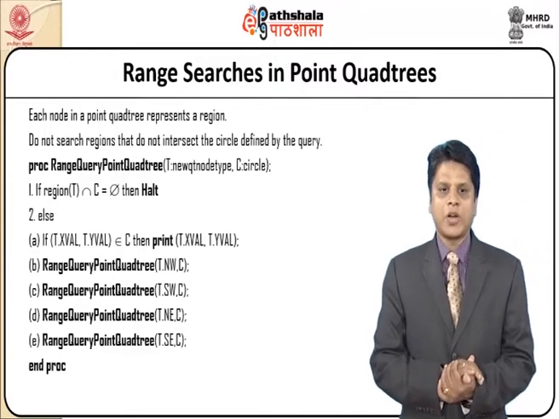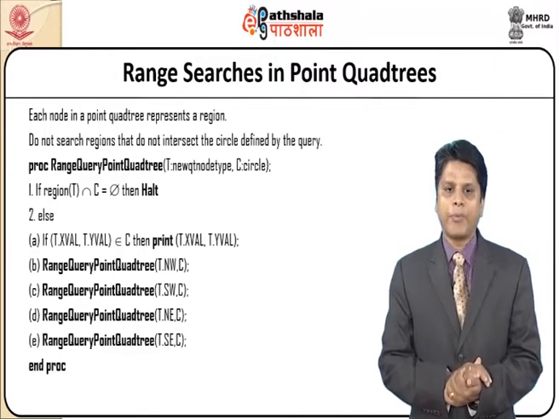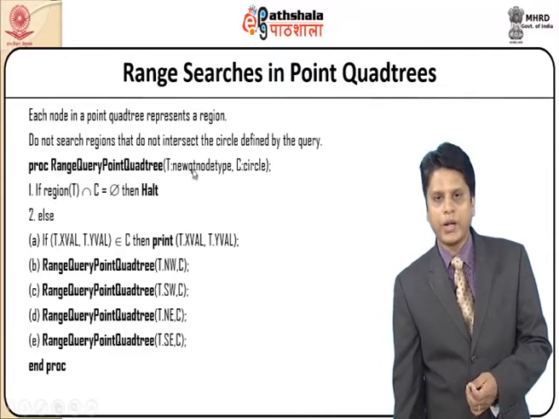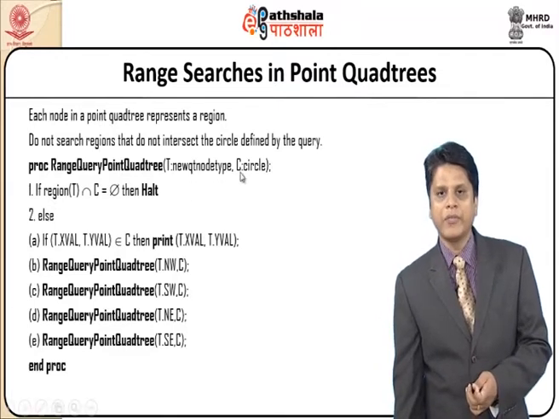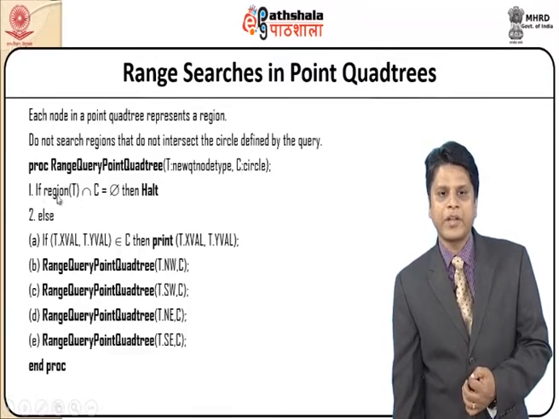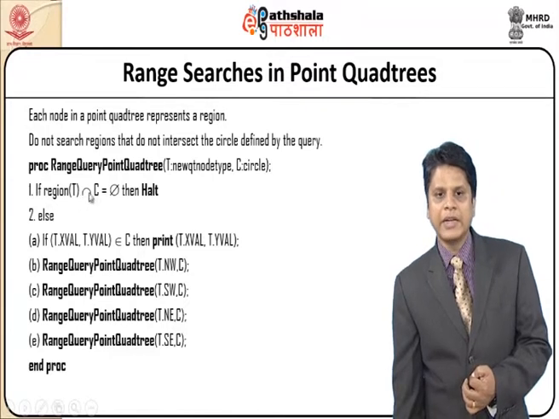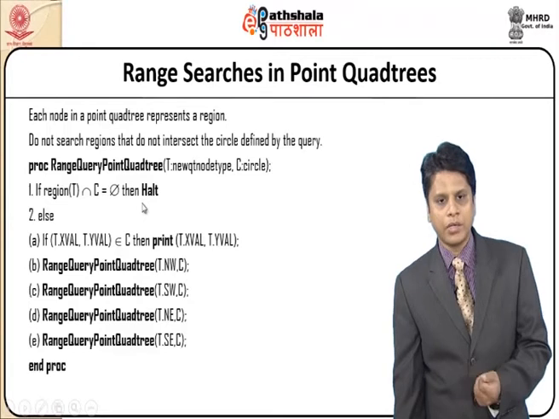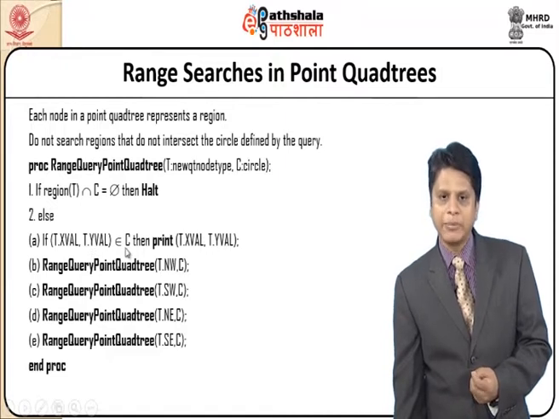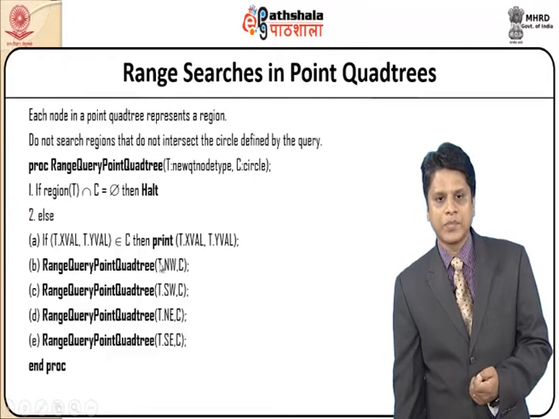We have a procedure, range query point quadtree, which takes a quadtree node as a new type, and we also have to define the circle with its radius. If the region of T intersected with the circle is empty, then we halt. Else, if T's x value and T's y value are an element of the circle, then print the x value and the y value.